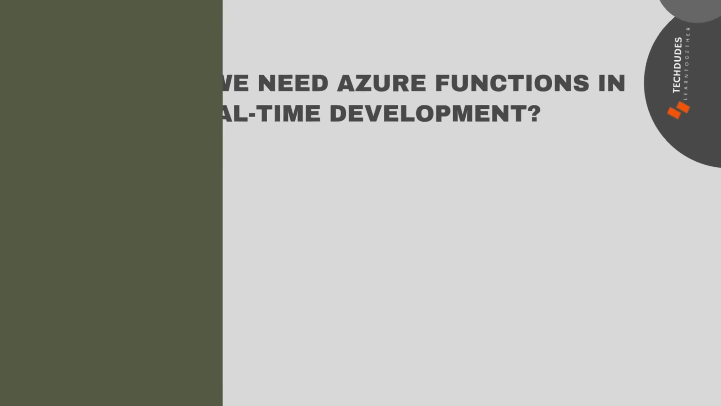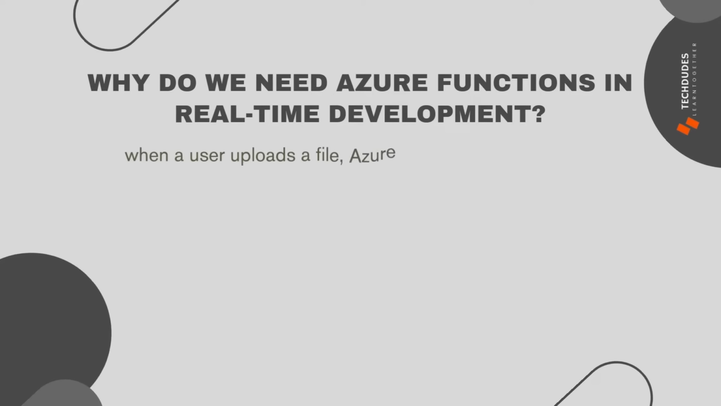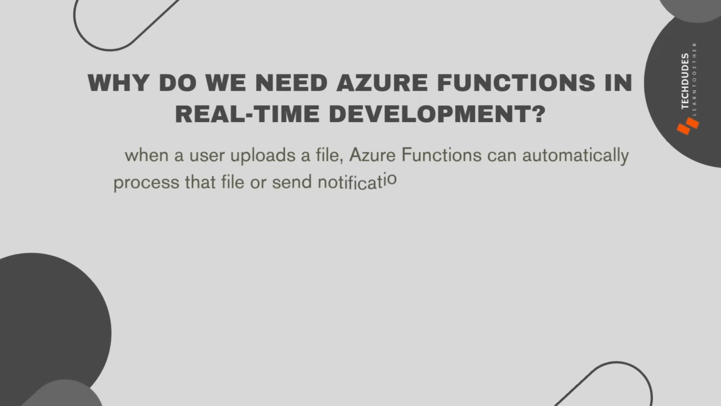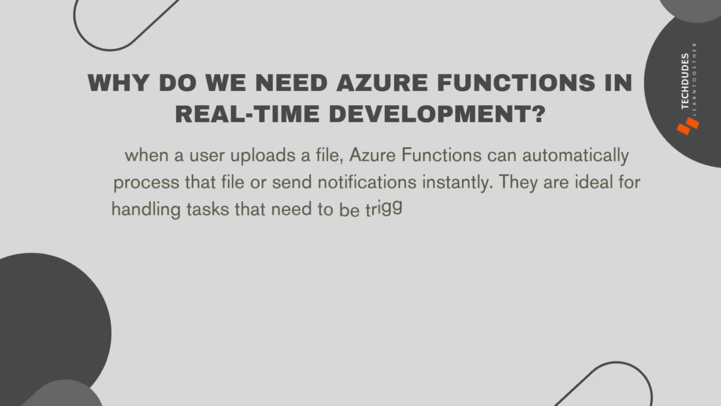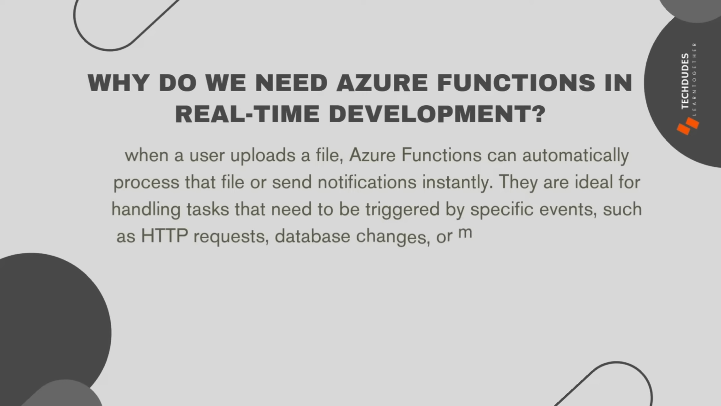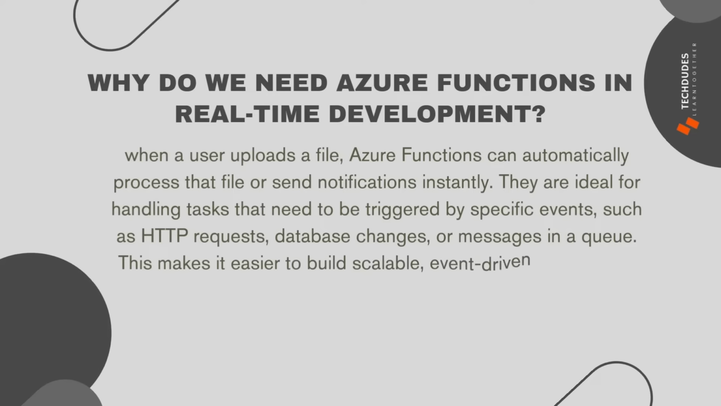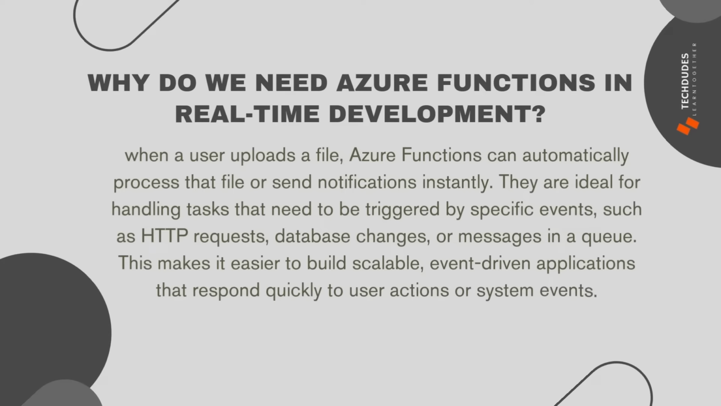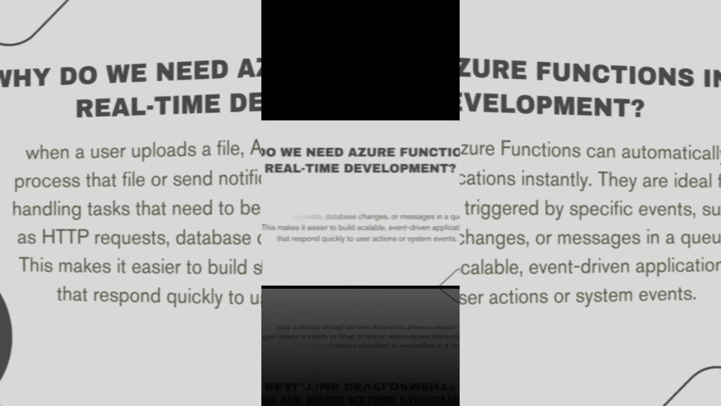Why do we need them in real-time development? In real-time development, if your application needs to respond instantly to user actions or system changes, Azure Functions make this possible by running code in real time when specific events happen, like when data is updated, a file is uploaded or modified, or a scheduled task is triggered, etc. This is super helpful for automating tasks and processing things on the fly.